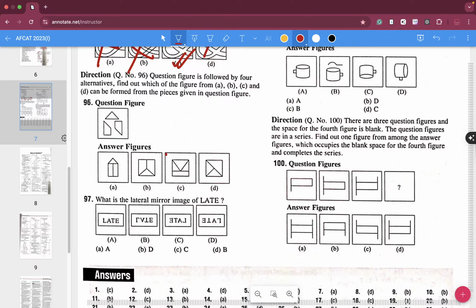Question number 96, it's clearly visible these two are not the answers. I know, you know that, okay? But how about A and B? The answer key has given B as the answer, but you can contest with me, sir, A is also possible. A and B both seem to be the right answer.